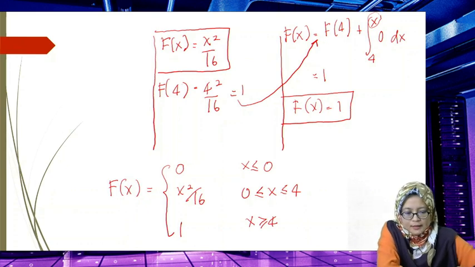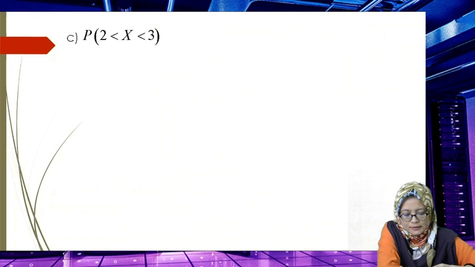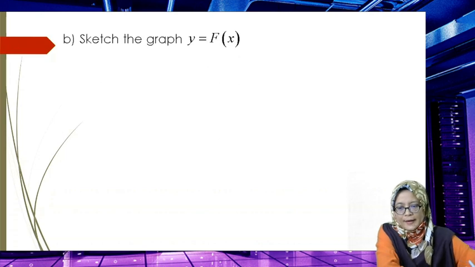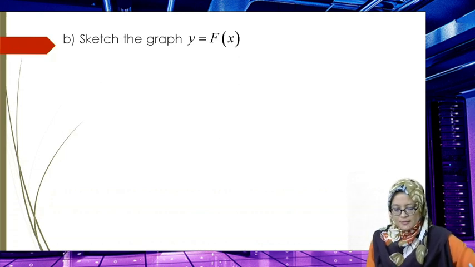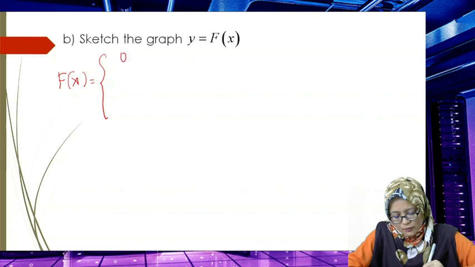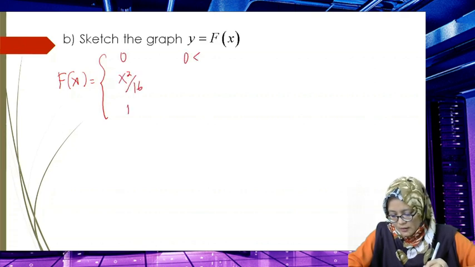Okay, so then next kita nak sketch the graph of y equal to fx. Okay, so tadi kita tulis balik fx kita: 0, x square over 16, 1. So 0, x less than or equal 0.